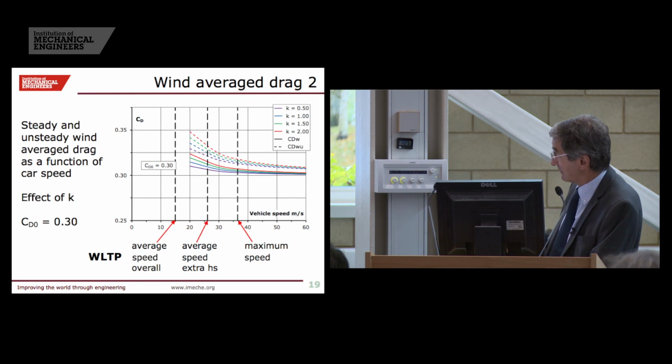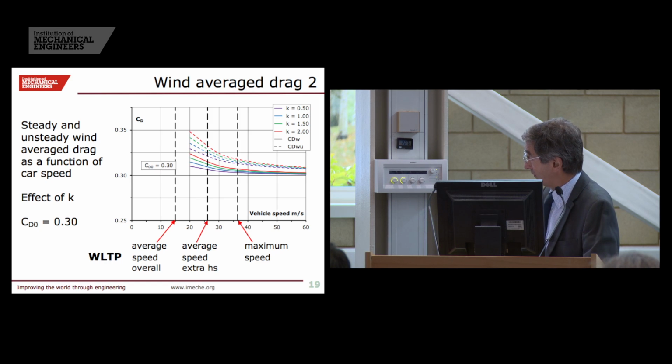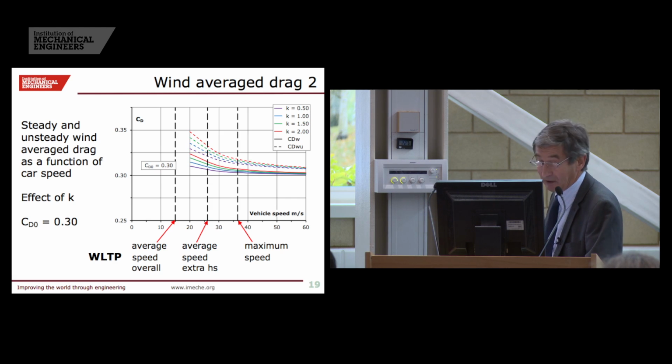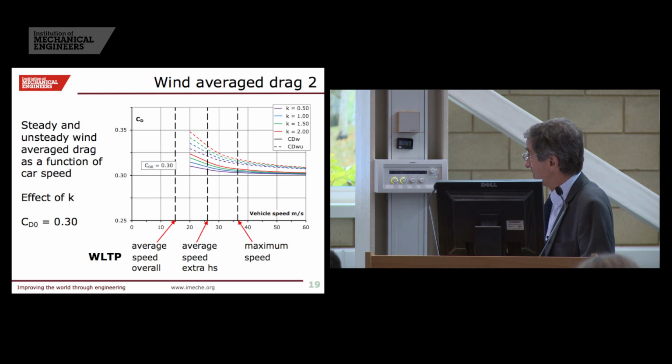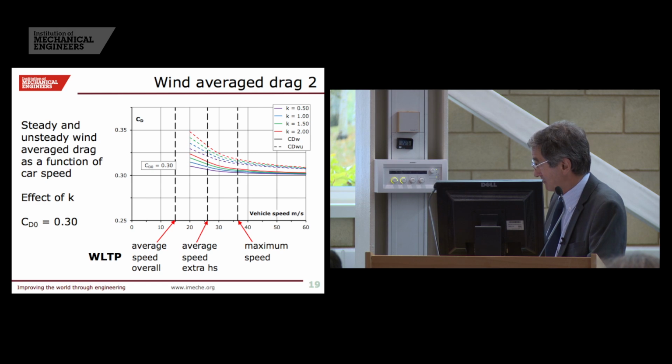Looking at the same thing for a given CD0 value of 0.3, as we change the value of K so that the car drag increases with yaw as K increases, then we can see again the solid values give us the wind average drag increasing very much as the car velocity reduces, but the unsteady drag component is considerably increased from that value.